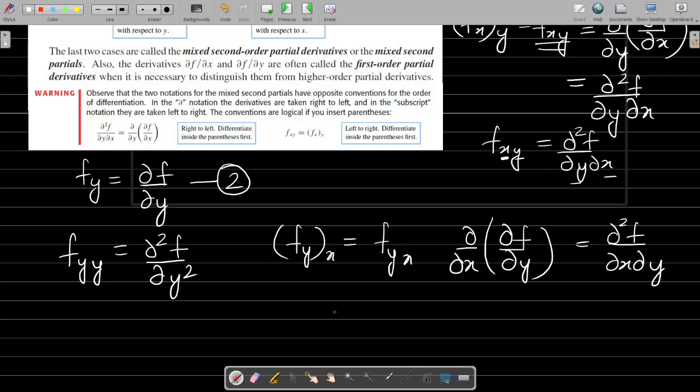Here again you can see the difference in notation. Fyx is the notation in this form, and dou square f by dou x dou y is the notation in this form. Here y comes first, x comes second. Here dou x comes first, dou y comes second.